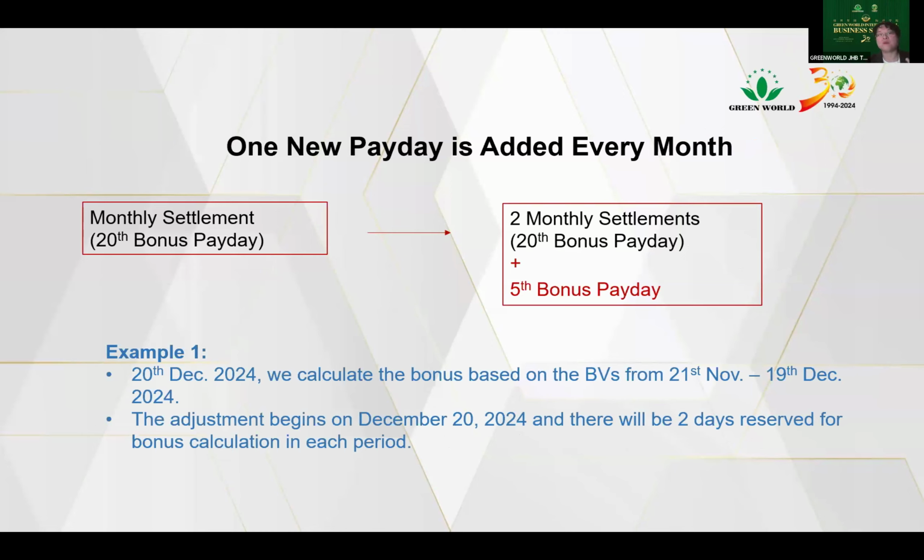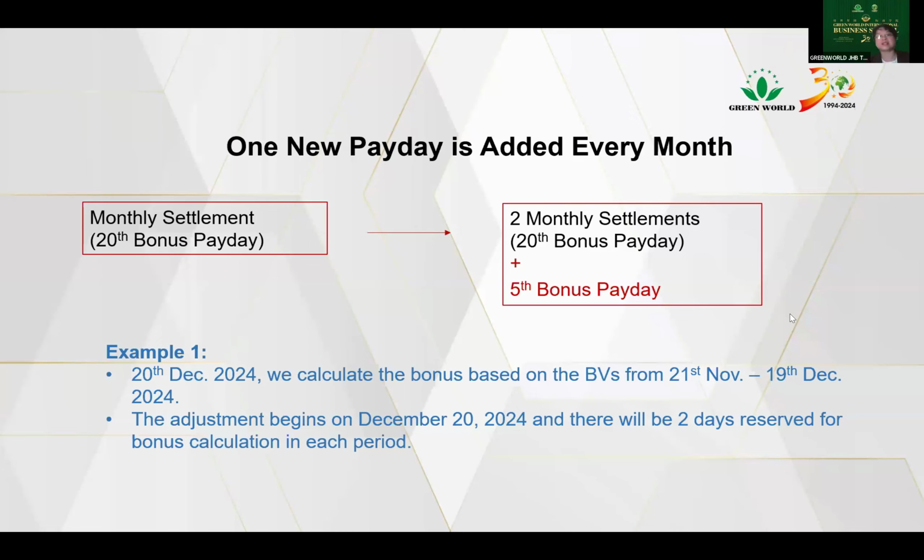So based on what we had before, every month we close and we have the payday on the 20th. We call it the bonus payday. Then, we are going to have twice monthly settlements from the end of this year. So actually we add one more bonus payday to each month. That is the 5th of every month.